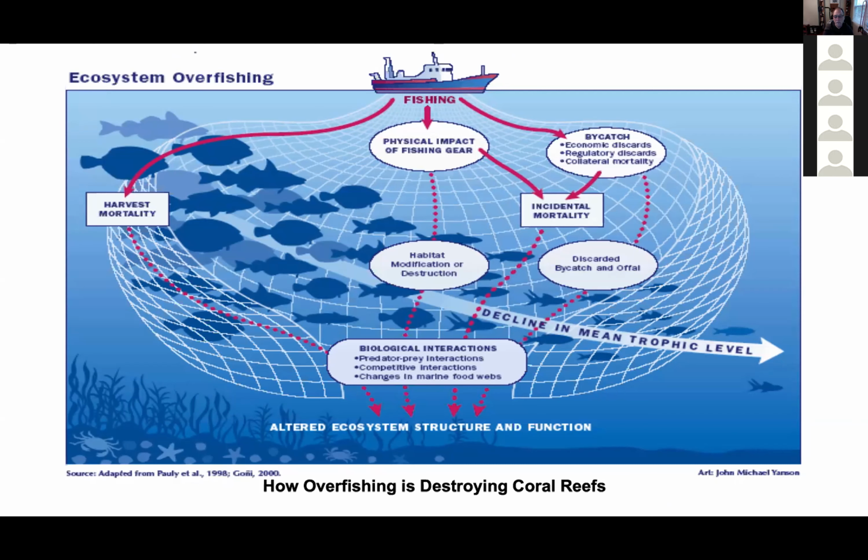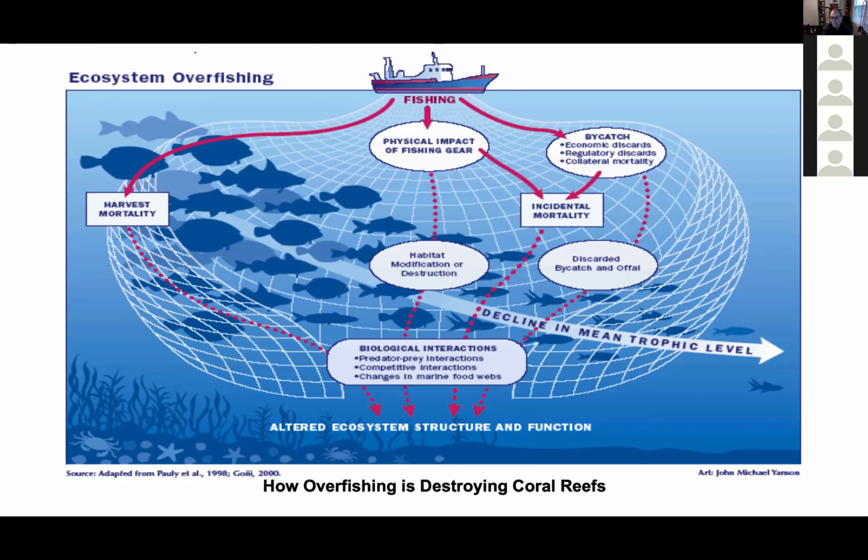To the right, we see how this affects bycatch, like I mentioned, and the overall collateral mortality of marine species. And of course, this causes a ripple effect, which destroys marine habitats. We also see that biological disruptions occur, causing a change in predator-prey interactions, like what Bunny said, which also causes changes and shifts in the marine food web.